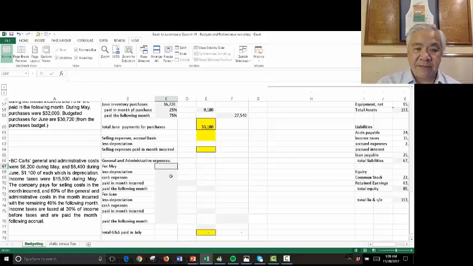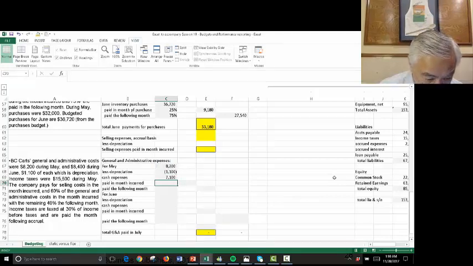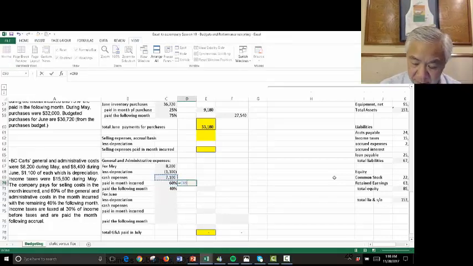So for the month of May, we have expenses of $8,200. And of that, $1,100 is depreciation, so the net is $7,100. And the amount paid in the month incurred is 0.6, and the following month is 0.4. So we can show that as May would have the 7,100 times 0.6. June would have 7,100 times 0.4.